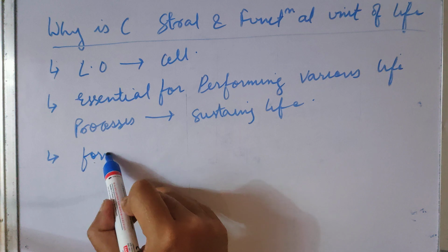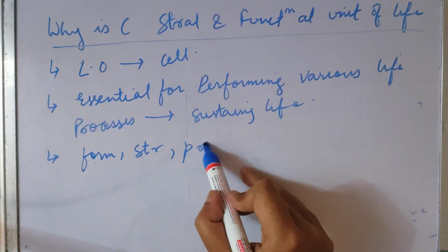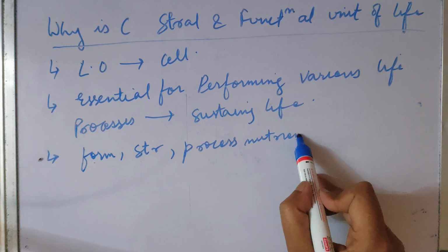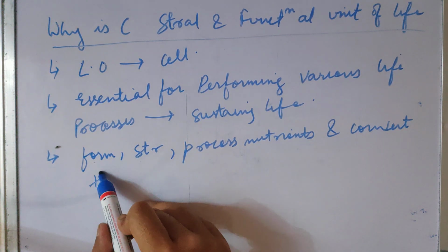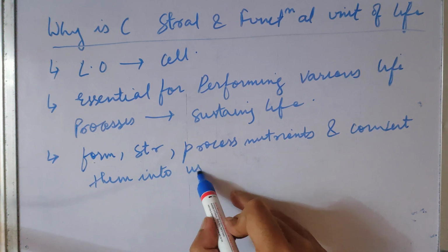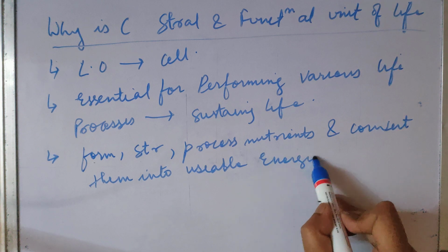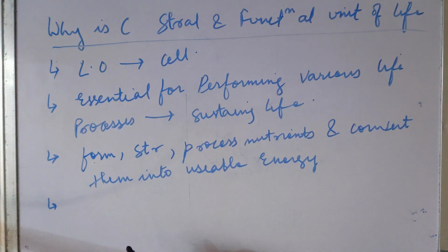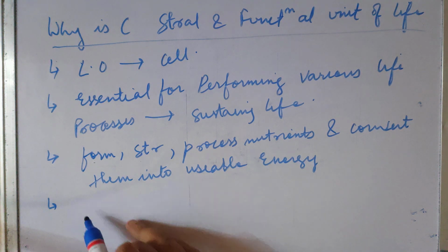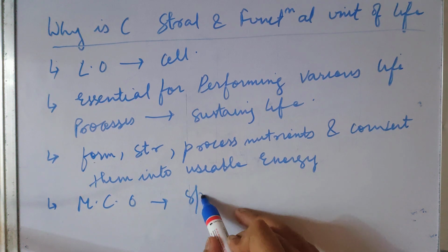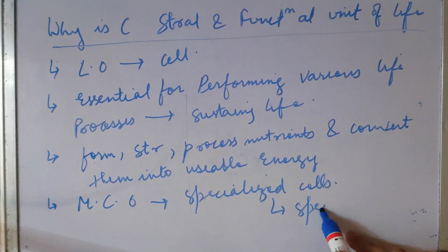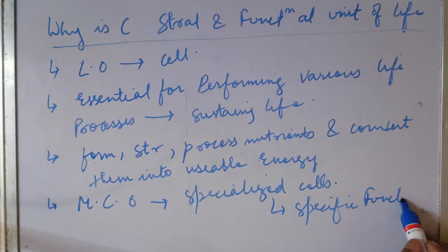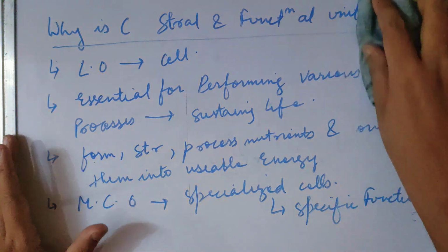Cell provides form and structure, it processes nutrients and converts them into usable energy. Multicellular organisms have specialized cells which perform specific functions. So that is why cell is called a structural and functional unit of life. I hope all of you understand this.